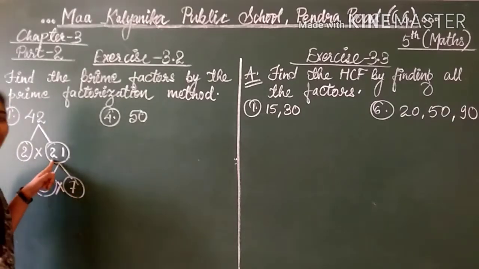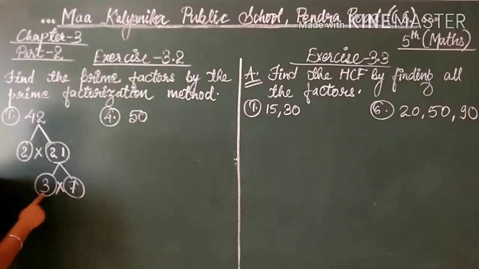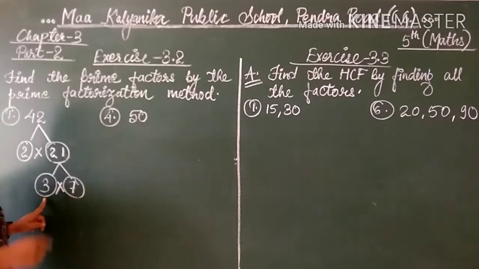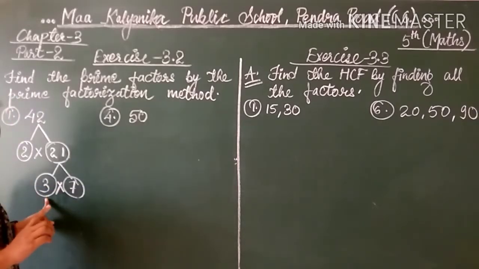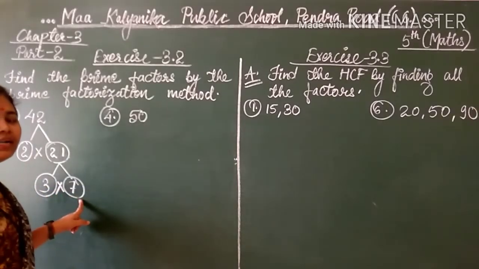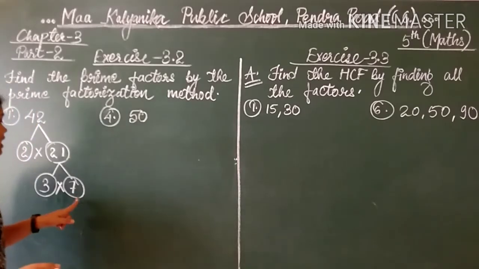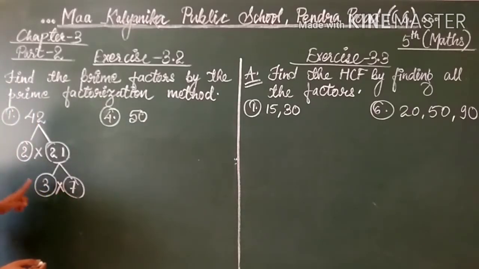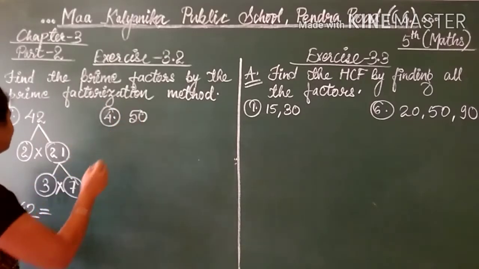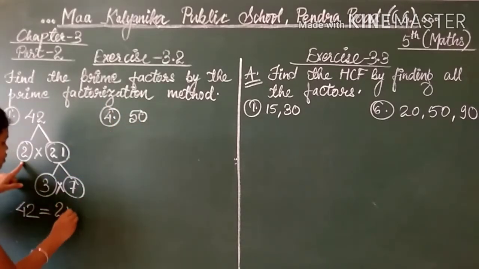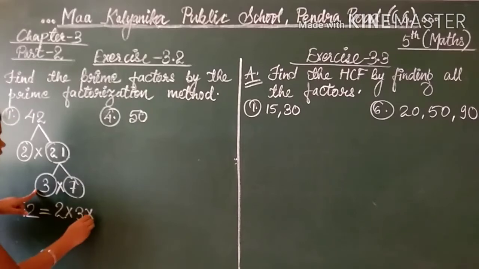3 7s are 21. So now students, 3 cannot be divided by other numbers except 1 and 3, and 7 cannot be divided by other numbers except 1 and 7. So simply 2, 3 and 7. So we will write here 42 is equal to, means the prime factors of 42 are 2, 3 and 7.